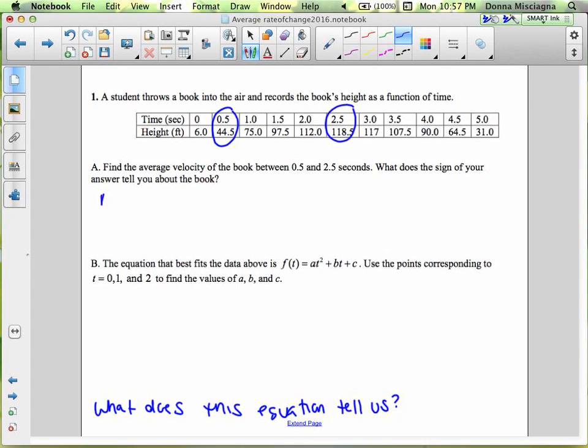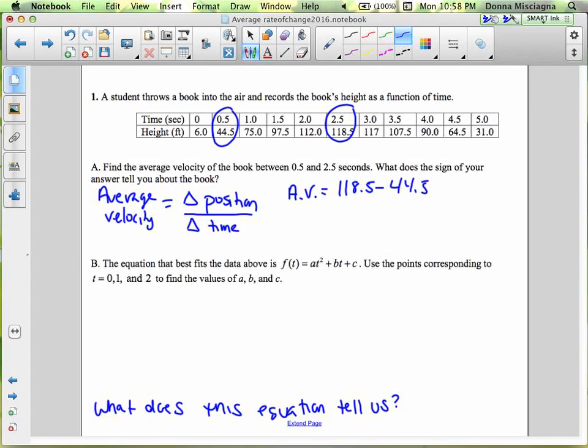So our average velocity, and I'll write out average velocity, is going to be the change in position versus change in time. Now I'll just abbreviate. Average velocity is going to be, I'm going to use that larger number, 118.5 minus 44.5, and 118.5 goes with 2.5. The 44.5 goes with 0.5.